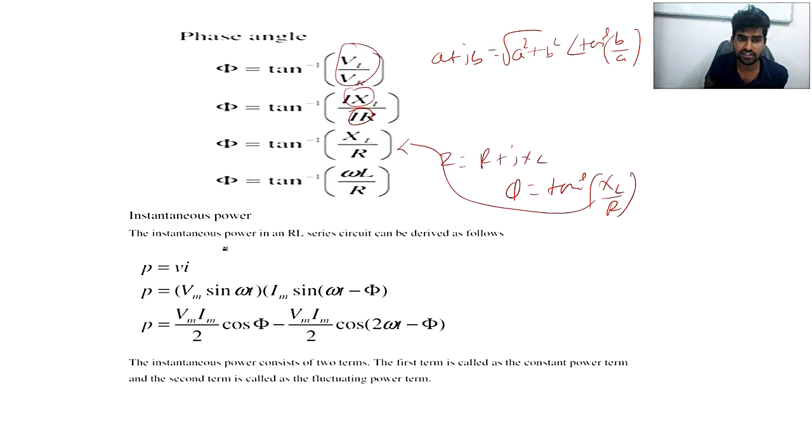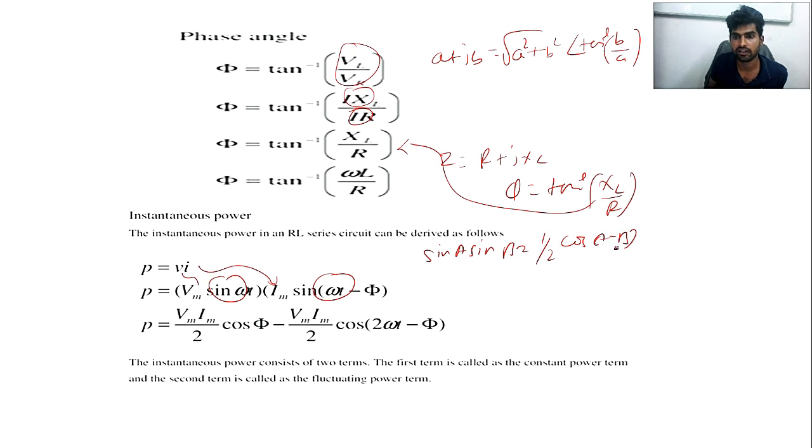So next there is the instantaneous power. Power is equal to V into I. V is this one, I is this one, right? So I'll be using the sin A sin B formula. Sin A sin B, that is 1 by 2 of cos A minus B minus cos A plus B. Okay.